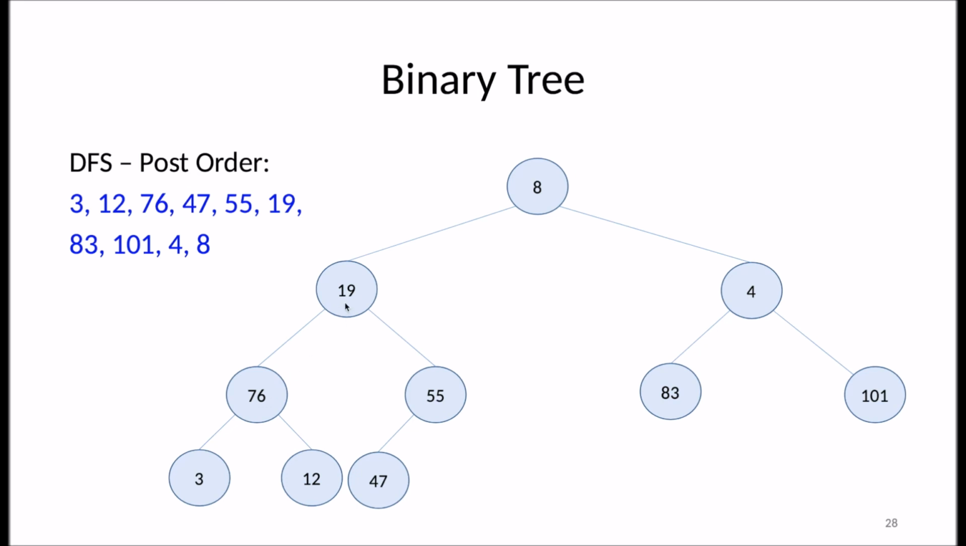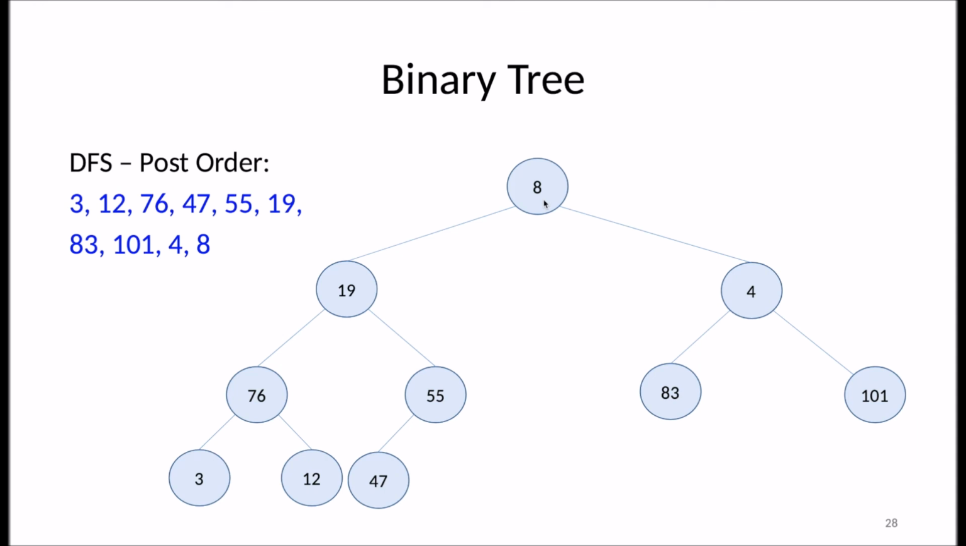Go back up to 19. I visited one child, but not the other child. So I have to go down to 55. I have not visited the children yet, so I go to 47. 47 is a leaf node, so I visit 47. Then I back up to 55 and then 19. Then go to 8. I can't visit 8 yet because I have to visit the children first. So I go to 4. 83. I visit 83. Go back up to 4. Go to 101. Visit 101. And now I visited the children. I can visit 4 and finally 8.